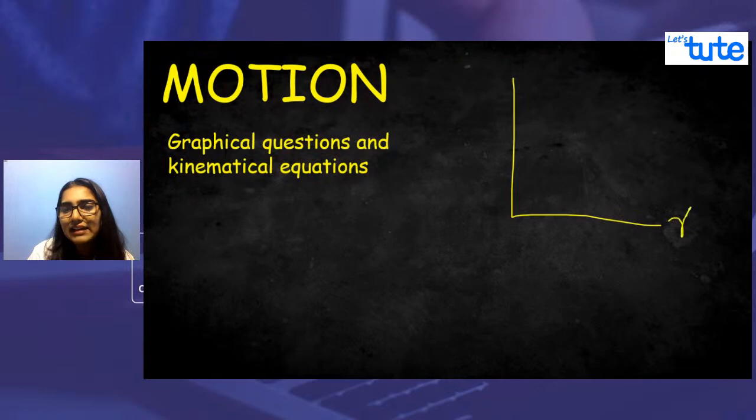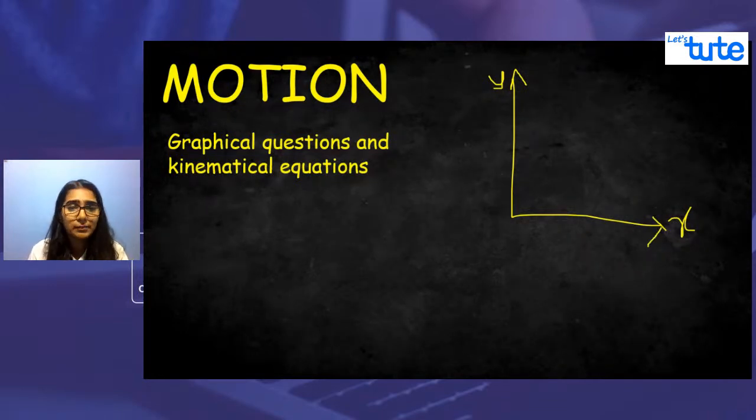So the x-axis always shows the independent variable. If it is an x-axis, it will have an independent variable.